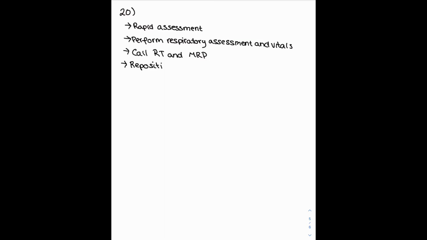Moving along to question 20, our last question. At this point, the newborn is still exhibiting symptoms of increasing respiratory distress, and you worry that he will require further respiratory support soon. What would be your next nursing steps? Our first nursing step would be to perform a rapid assessment, then perform a focused respiratory assessment and vital signs, call the respiratory therapist and physician with our findings, and then reposition the newborn to improve breathing.